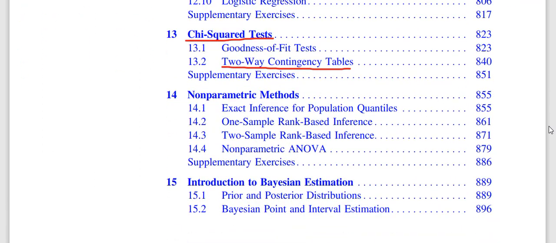Okay. So chapter 14 is non-parametric methods. So what are those meanings? We have a parametric method. Let's say.